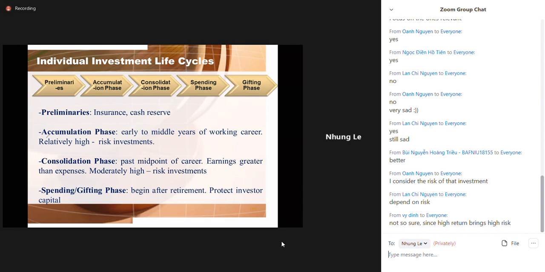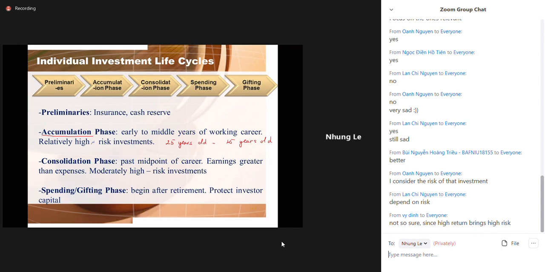Like you see, we can classify the life cycle in 4 phases. The first one is before 25 years old, the education phase. Then the accumulation phase comes from 25 years old to 45 years old. And you see, for this one, people actually can take risks, but they cannot invest in very risky investments.